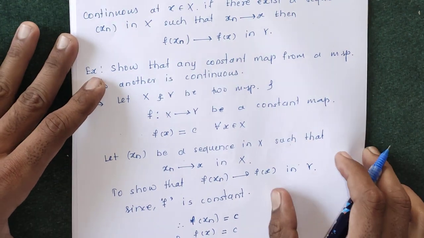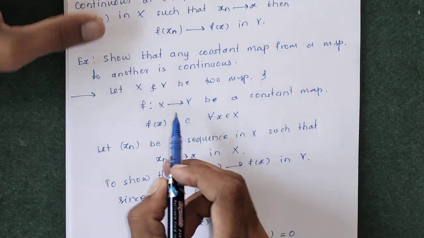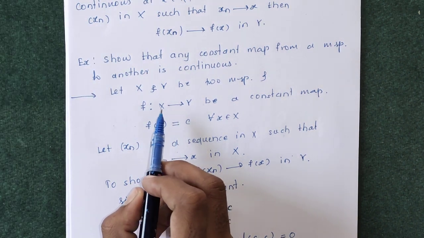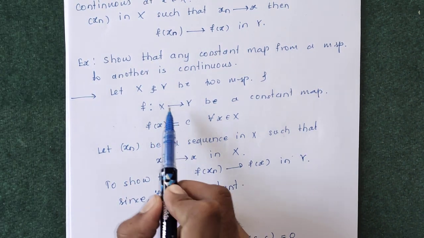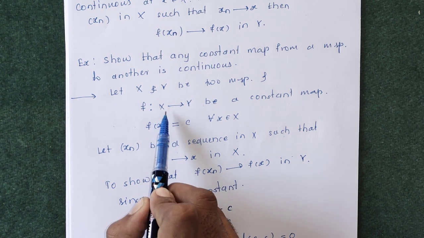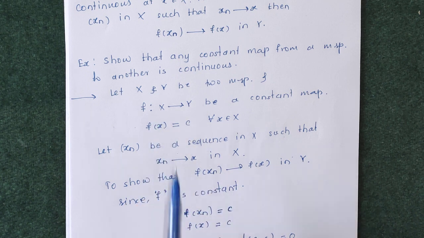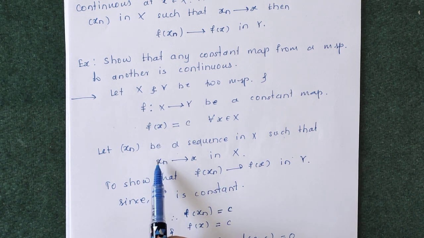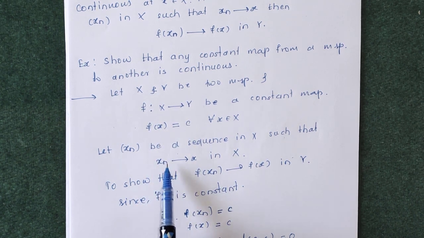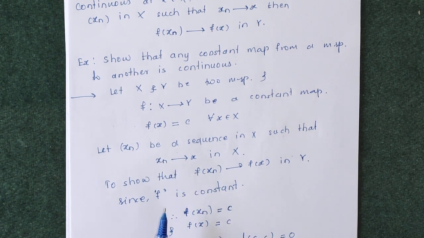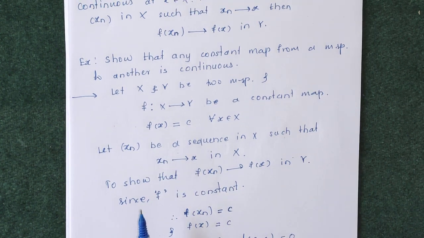So to prove any function is continuous, we just have to take one convergent sequence in the domain, that is, some sequence xn in X which converges to some element x in X, and we have to prove that the image of that sequence, that is f of xn, converges to the image of this x, that is f of xn converges to f of x. Then we will say that the given function is a continuous function.